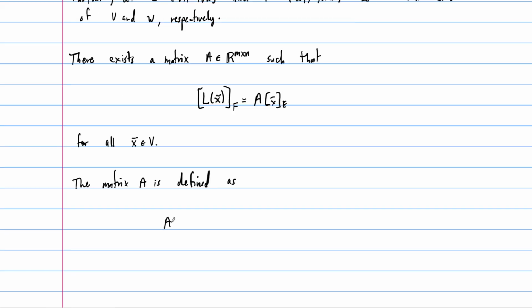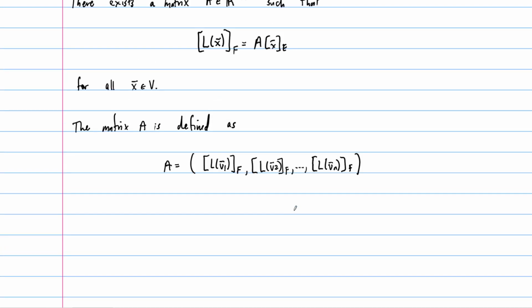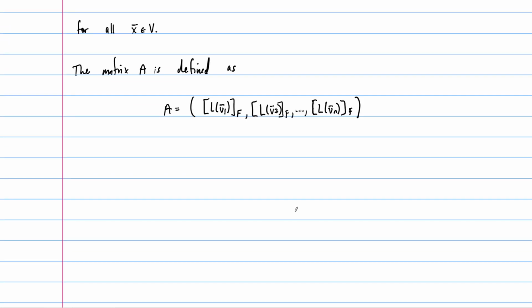So this matrix A is defined to be, the first column is L of V1, again in F coordinates. The second one is L of V2 in F coordinates, and this continues on until we get to our last one, L of Vn in F coordinates. Okay, and so that's how we build our matrix A, which is going to be a representation of our linear transformation from V to W. So let's see exactly how this works in a diagram form.